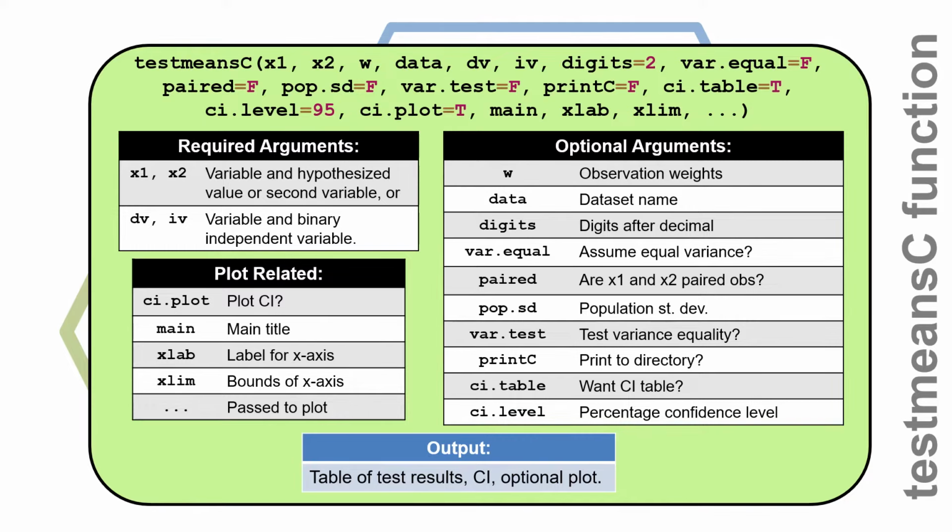By default, testmeansC will report the 95% confidence interval of the difference of means, but you can modify the confidence level using the ci.level argument or suppress the CI table by setting the ci.table argument to false. By default, testmeansC will plot the difference of means and its margin of error to help you visualize your difference of means test. You can fine-tune its plot using the main, xlab, and xlim arguments, or suppress the plot by setting the ci.plot argument equal to false. To learn how to use the testmeansC function, let's work through some examples.